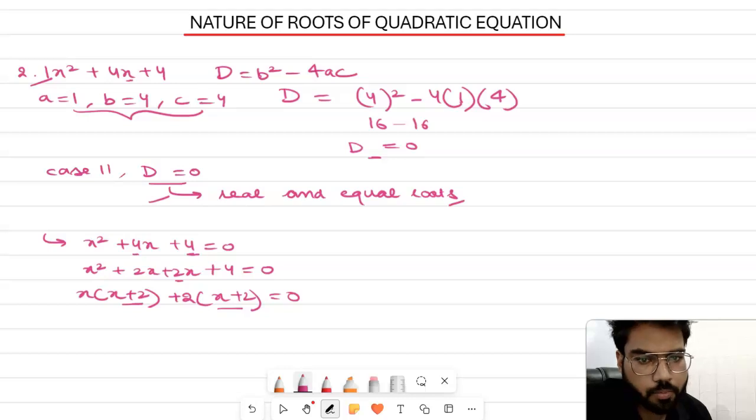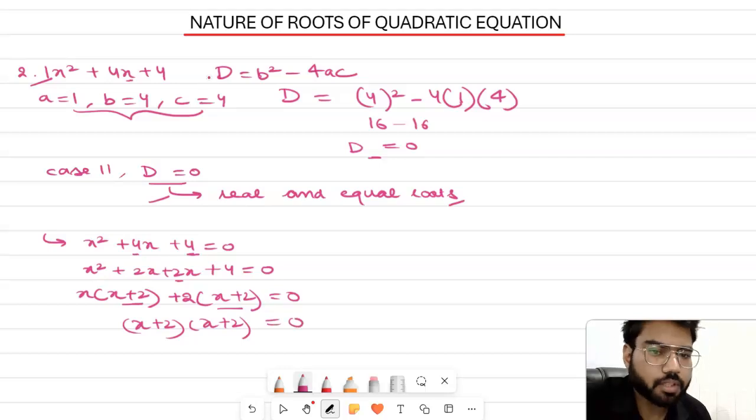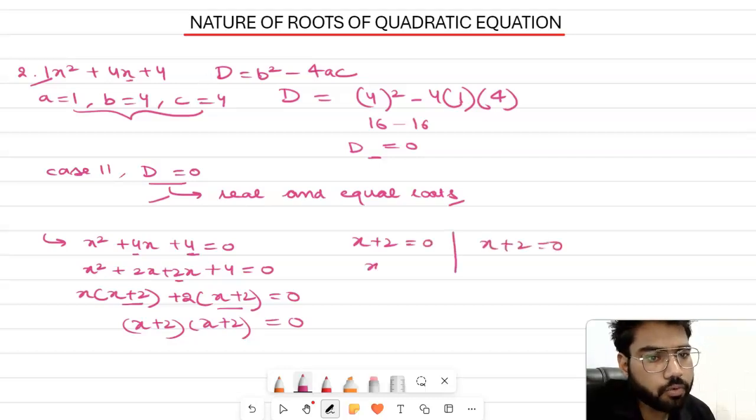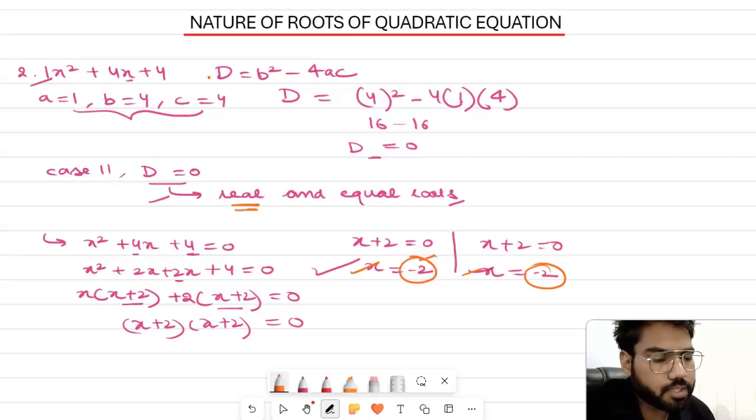Now taking x plus 2 common, it will become x plus 2 into x plus 2 equal to 0. Now the two cases are x plus 2 equal to 0, x plus 2 equal to 0. Now from both cases, we get value of x as minus 2 and minus 2. So clearly both minus 2 and minus 2 are real numbers and both the roots are equal. So second case is verified, that if value of discriminant is equal to 0, in that case we will get real and equal roots. So let's see another example.